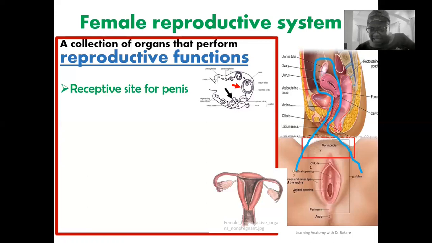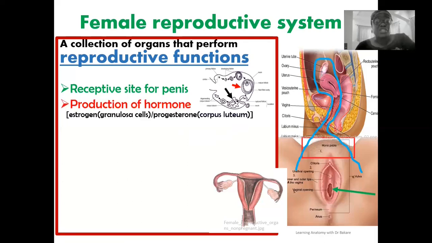So if you look at this image down here, the region that is arrowed in green is where we have the opening of the vagina. So this is where the vagina canal opens, and it is through the vagina canal that the penis will be inserted. So you see that the female reproductive system has a specific region through which the penis will pass through.